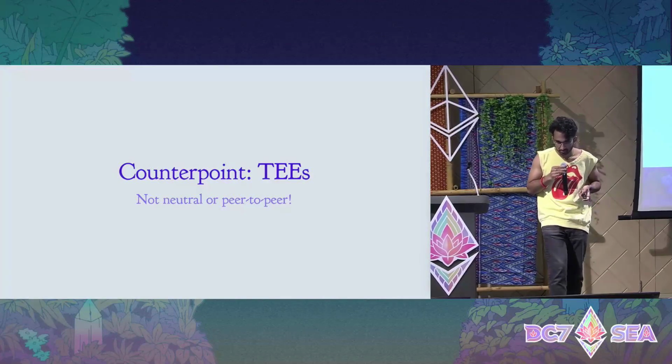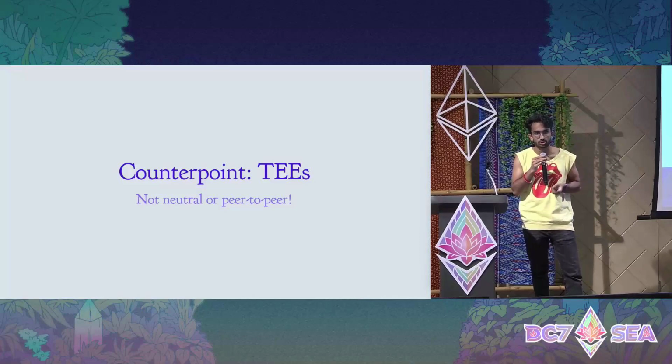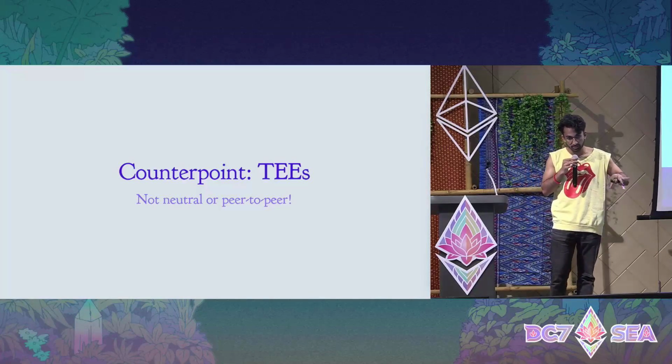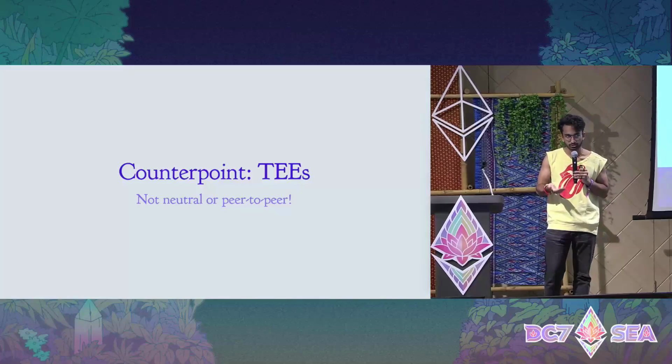One counterpoint I'd like to make is that you might ask, why are you doing all this fancy cryptography? You can just use secure hardware, which will do it way easier. And honestly, that's pretty fair. But at least in the context of this idea of digital pheromones, I think secure hardware is very not neutral, and it's also very not peer-to-peer.